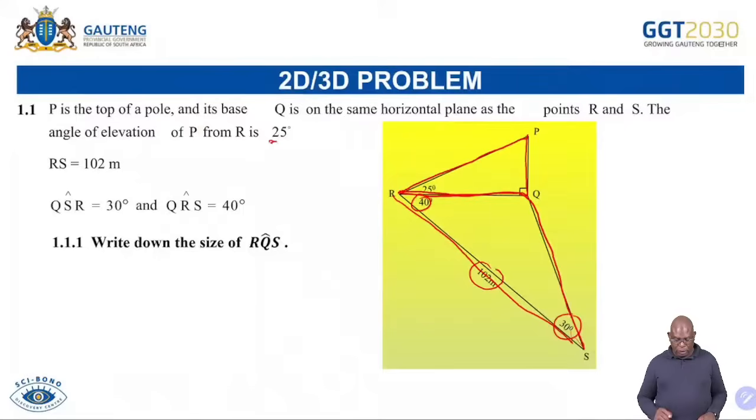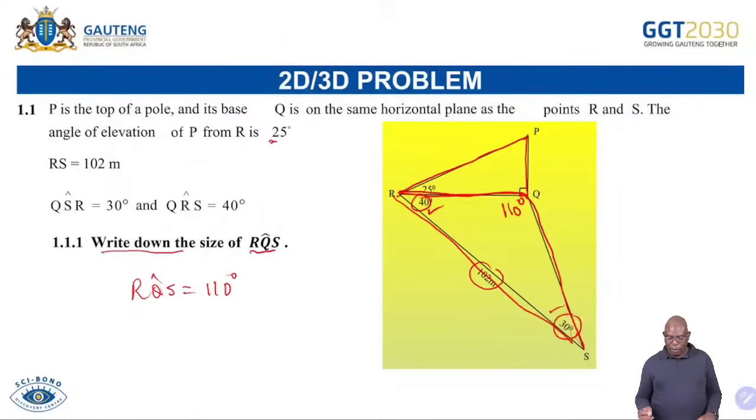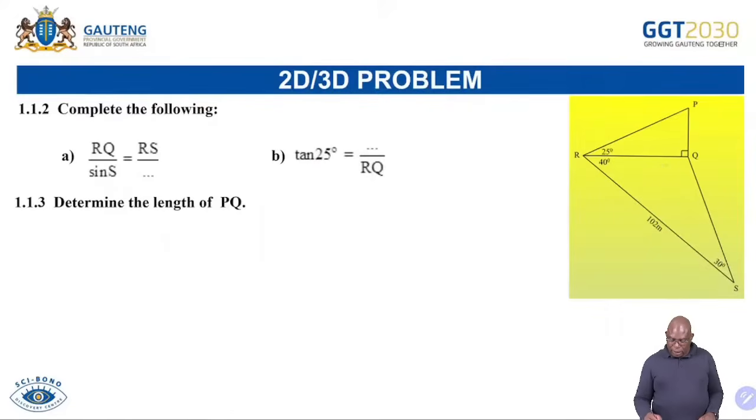Now we want it to give us the size of RQS. RQS. This is 40. This is 30. For it to make 180, what do we need? 110. As simple as that. And they say write down. You see? So that angle here, RQS, it's 110 degrees. As simple as that.